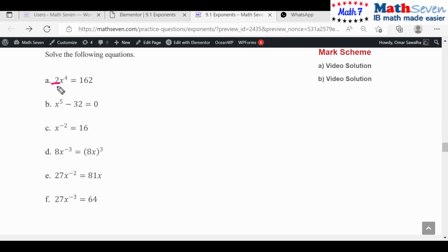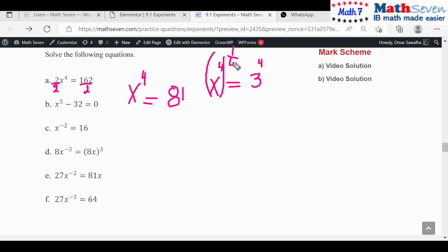To solve this equation we divide by 2 on both sides. We get x to the power of 4 equals 81. Now I know that 81 is the same as 3 to the power of 4, so x to the power of 4 equals 3 to the power of 4. So I raise both sides to the power of 1 over 4.